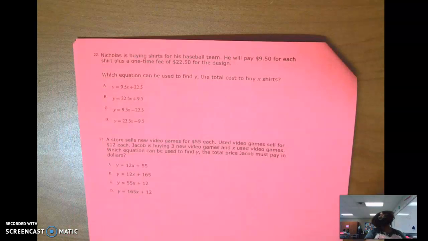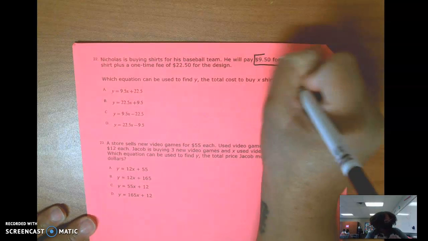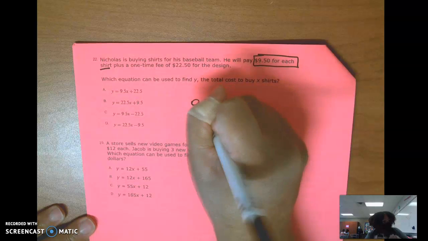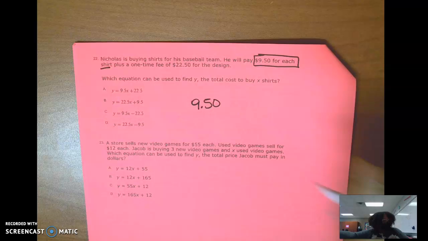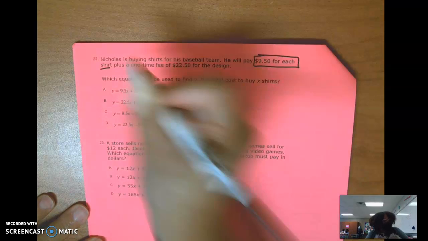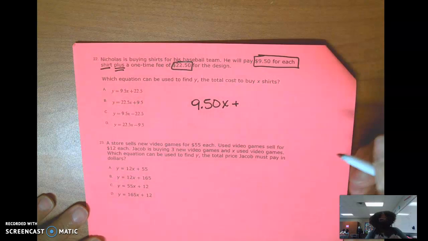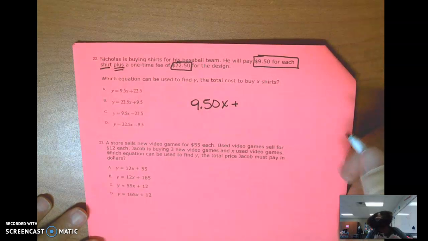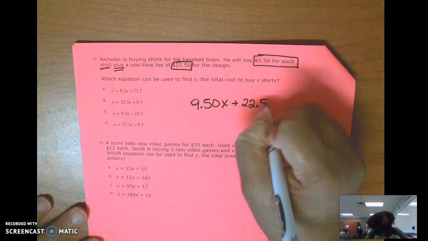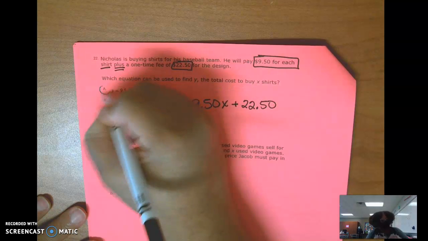Nicholas is buying shirts for his baseball team. He will pay $9.50 for each shirt. What does that mean? Multiplication. Multiply by what? 9.5 by what? x. Good. And plus a one-time fee of $22.50. Am I multiplying $22.50 by anything? Nope. So 9.5x plus $22.50. Which answer matches this? A is the only one.